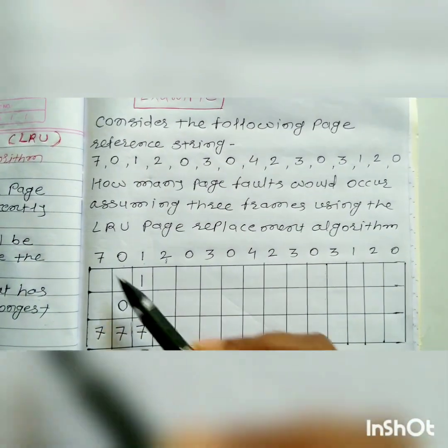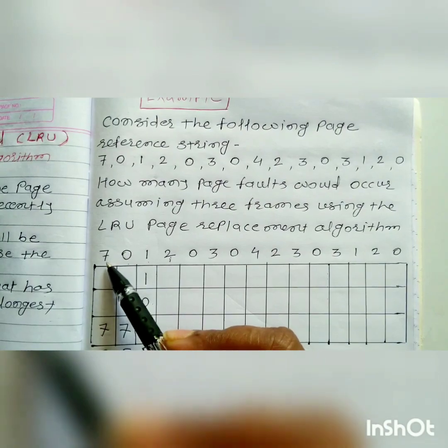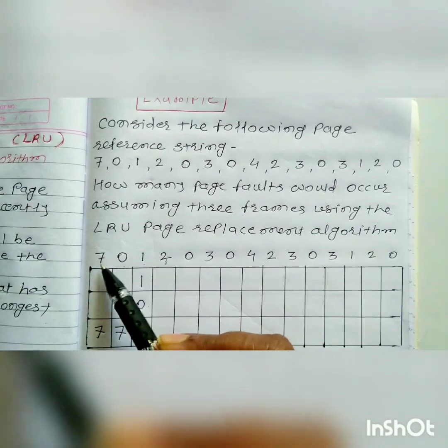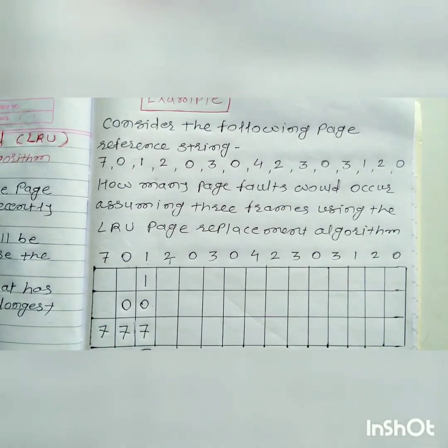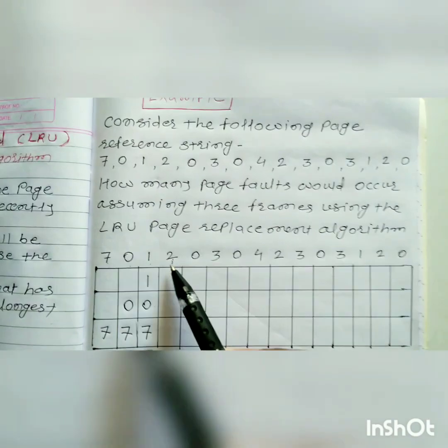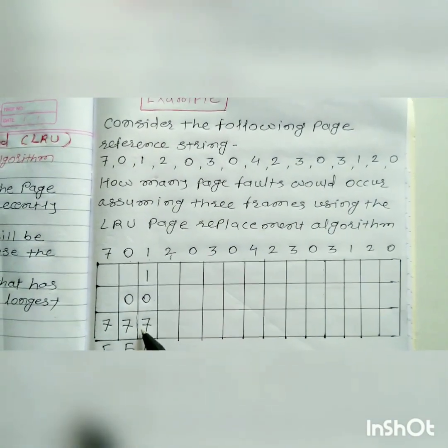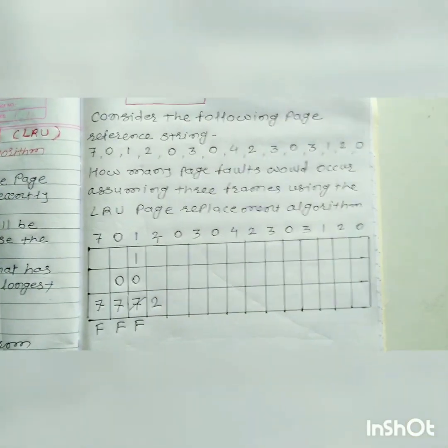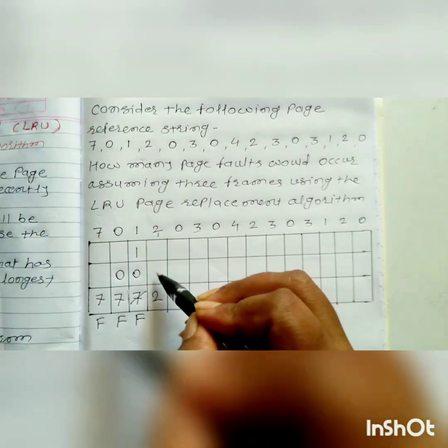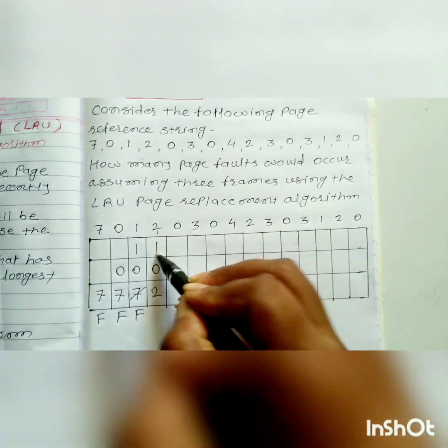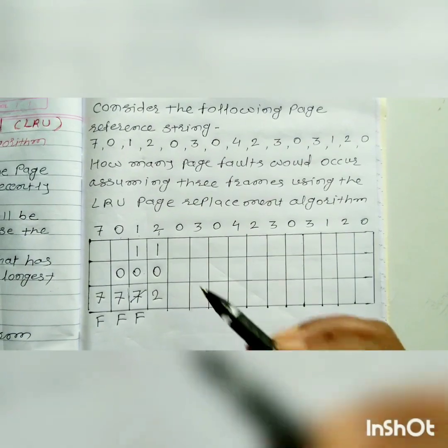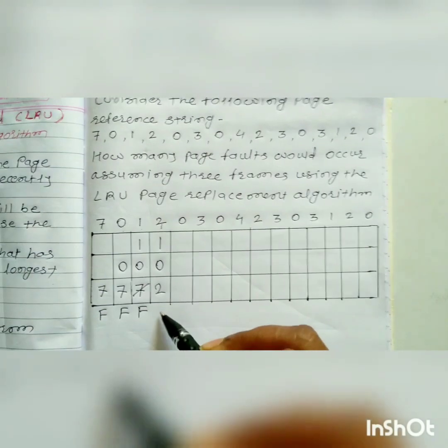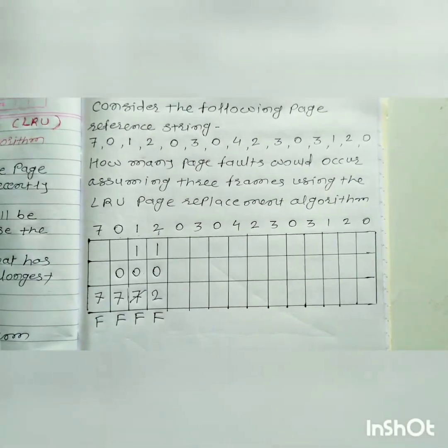Now if you compare these 3 pages, 1, 0, 7, out of these 3 pages, 7 is the least recently used. If you see 1, this is the most recently used. Then 7 is the least recently used. So to insert this 2 in the main memory, I will replace this 7 and in that place insert this 2, and the remaining 2 pages are as they are. This page number 2 is not there in the main memory, so this is also a page fault.